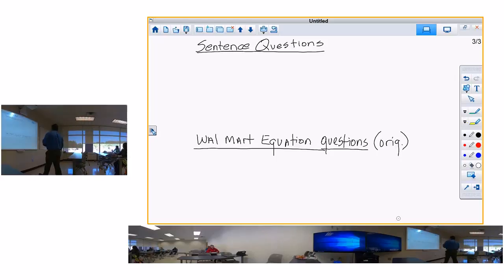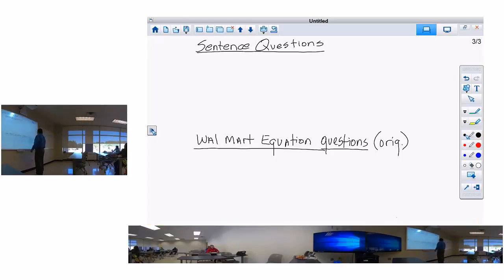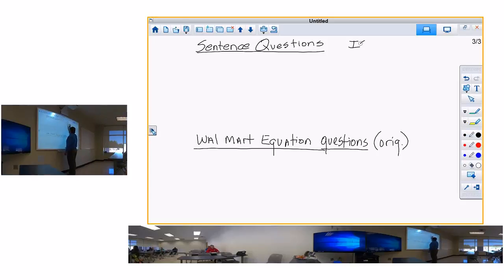Okay. All right. So, what do you use for the first one? Well, y'all remember this? Is, of, equals what? Percent over 100. That's how you do the sentence questions. They'll have those three things in it.